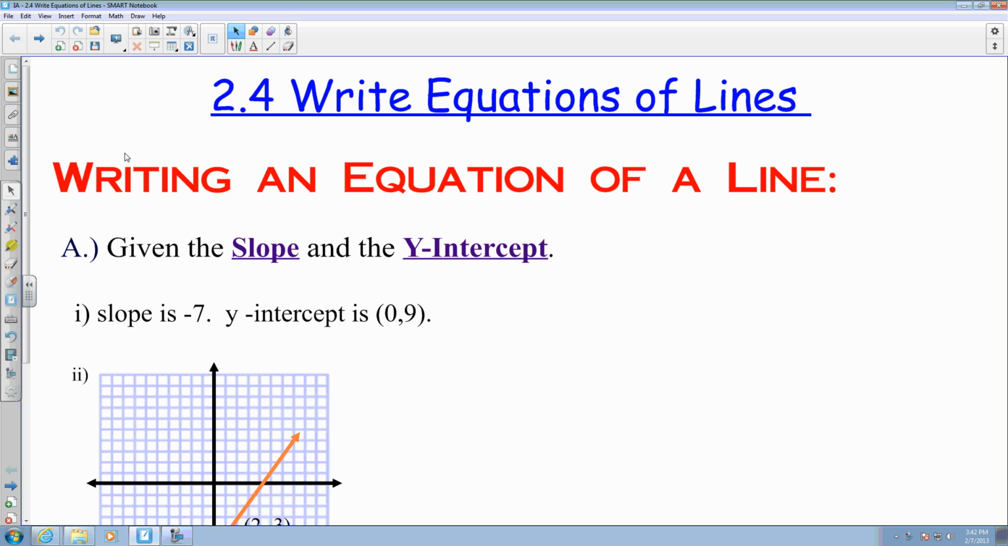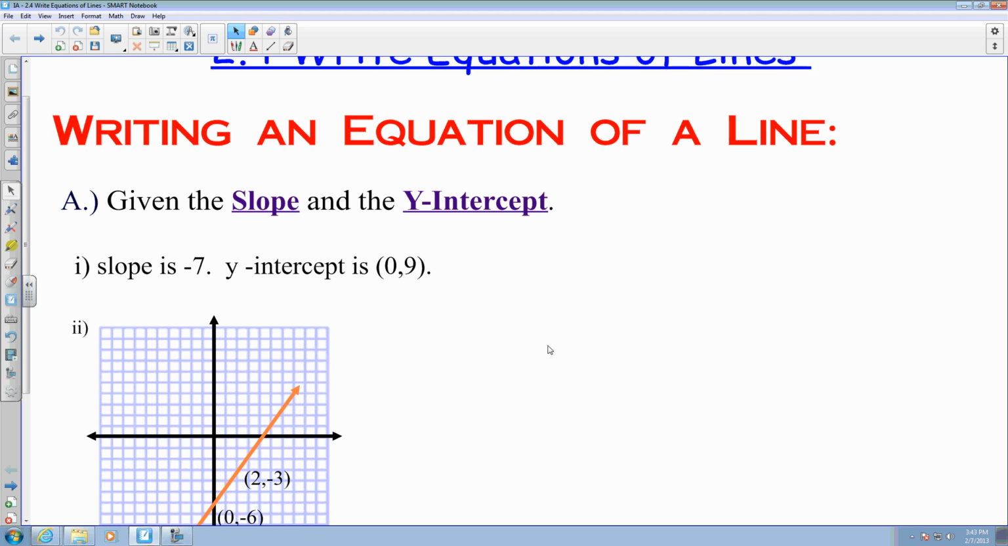Okay, so now we are in section 2.4, being able to write equations of lines. There are different ways that we can write an equation for a line, one of which is putting it into slope-intercept form. Another way is to write it into point-slope form. Both situations we have seen in the past, and so this is kind of a review on how to solve those equations.